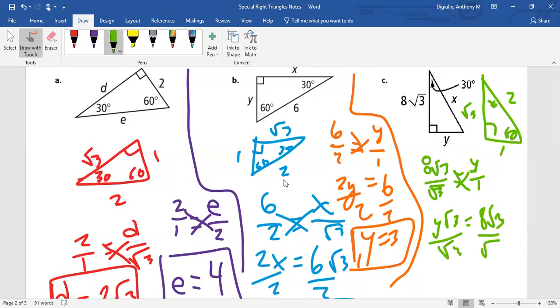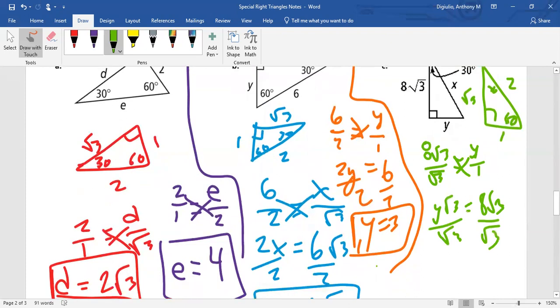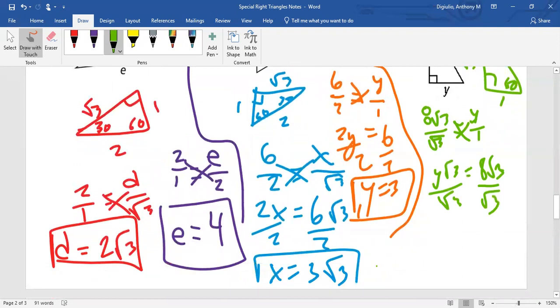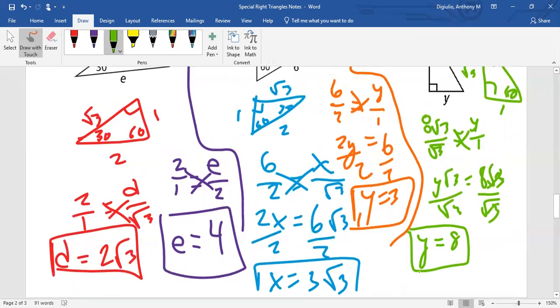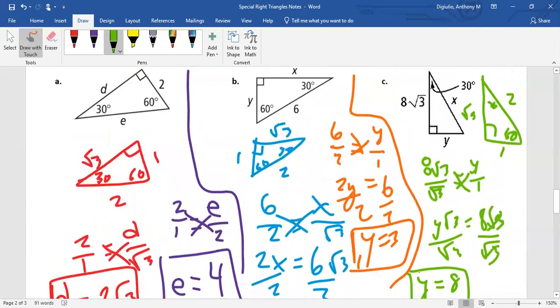Now again, this is something that people don't like to do a lot, but we could, one, type this in on the calculator, and do 8 root 3 over root 3 and divide that. Or if we look here, if I have a root 3 divided by root 3, if I divide something by itself, it cancels. So I'm just left with y equals 8. Not too terrible.